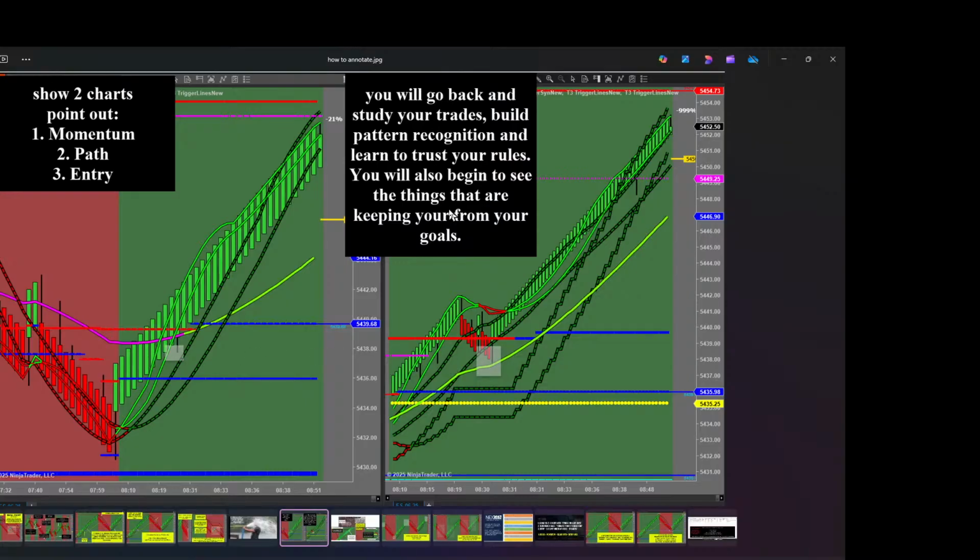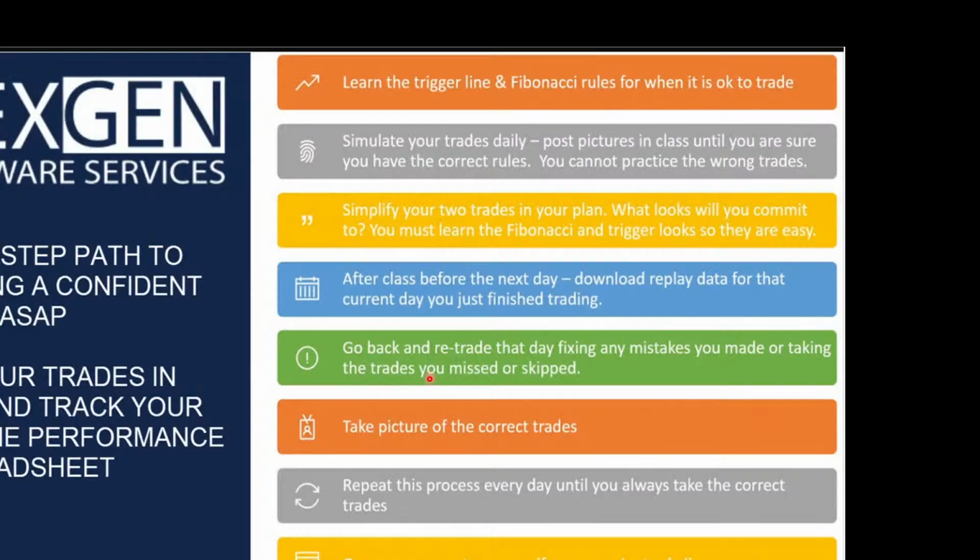And you're going to go back and study these trades. So the better you annotate your charts, the better study tools you're providing yourself. And what's going to happen, guys, is the more you post in the room, the more you're going to realize the patterns that are bringing you success, the ones that are taking that success.